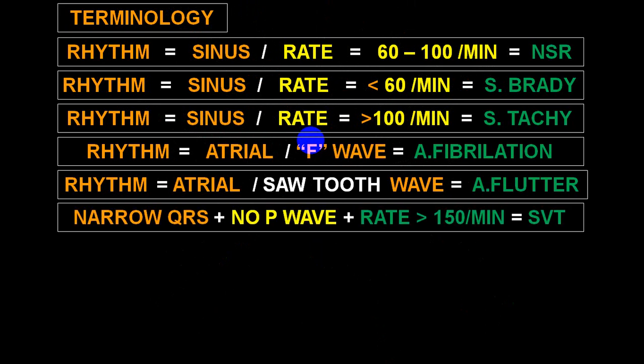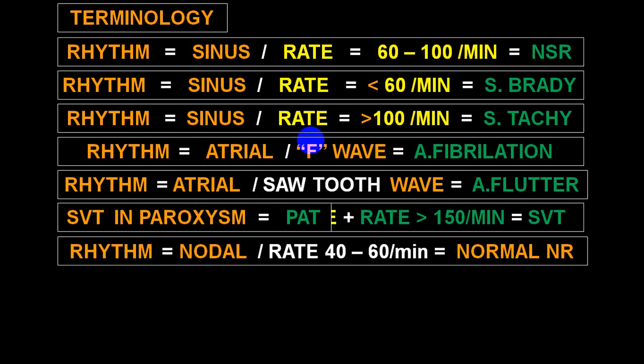When there is a narrow QRS complex, no P wave, and the rate is more than 150 per minute, we call it supraventricular tachycardia. If supraventricular tachycardia comes in paroxysms and in between there is a normal sinus rhythm, then we call that paroxysmal atrial tachycardia.